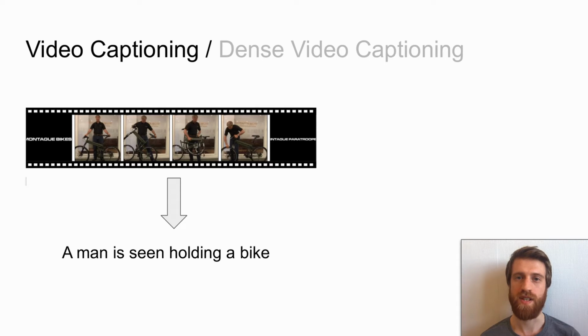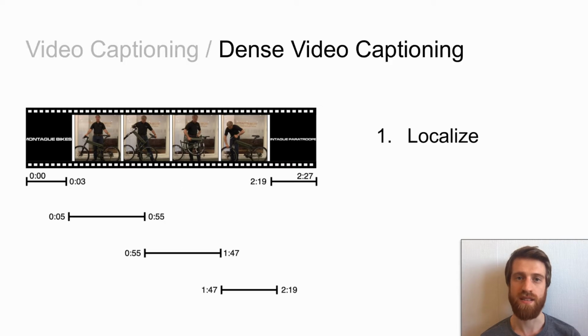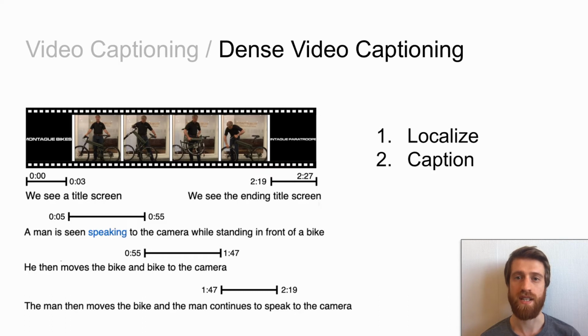The task of video captioning requires a model to generate one sentence or one paragraph description of the video content. However, it's difficult to think up one sentence which might thoroughly describe a 19-minute movie. To this end, it was proposed to first localize the events on the video and then to generate a caption for each of the events. This problem is called dense video captioning.